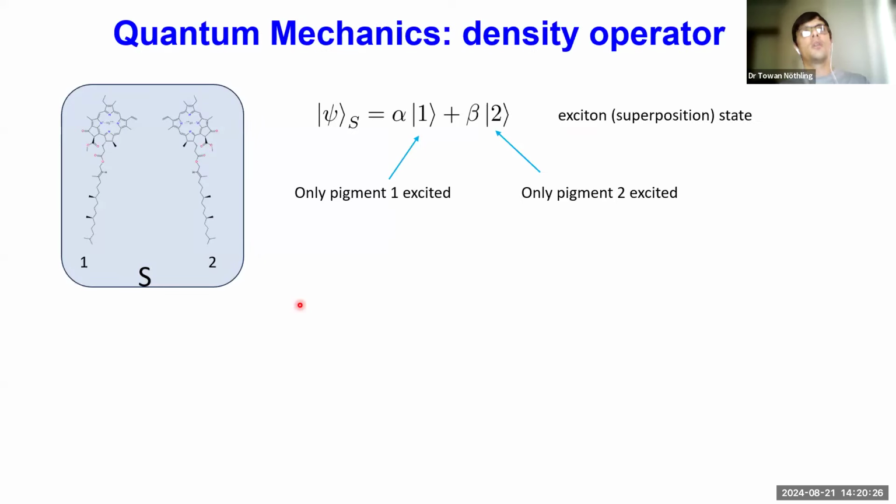Now, in order to go further, we first need to introduce some concepts from quantum mechanics, which some of you may be familiar with. Let's consider a system S with 2 chlorophyll molecules, and we make this superposition state. This is an exciton state. So in the first part of the superposition, only pigment molecule 1 is excited. In the second part, only pigment molecule 2 is excited, but we create this superposition.